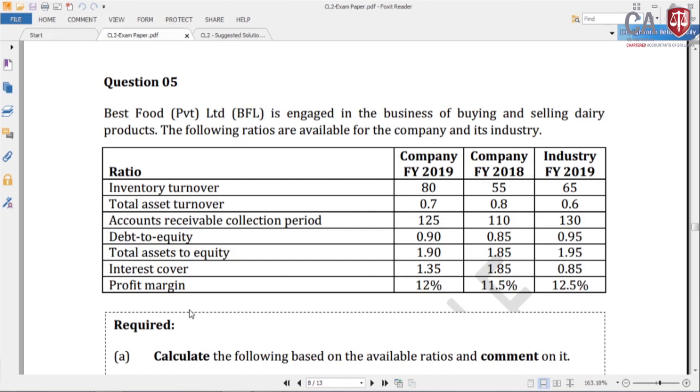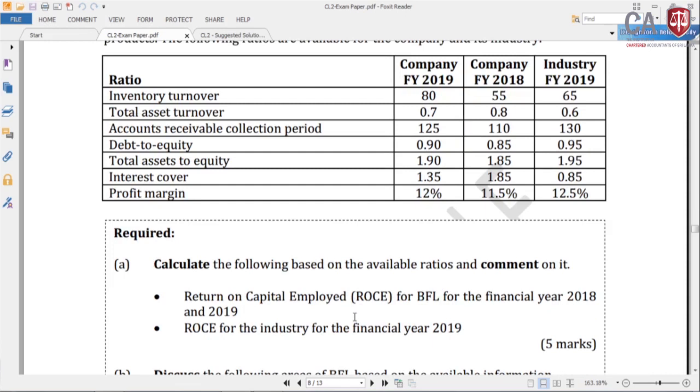Total assets to equity 1.9, 1.85, 1.95. Interest cover 1.35, 1.85, 0.85. Profit margin 12%, 11.5% and 12.5%. Required: calculate the following based on the available ratios and comment on it. Return on capital employed, ROCE, for BFL for the financial year 18 and 19, and ROCE for the industry for the financial year 19.